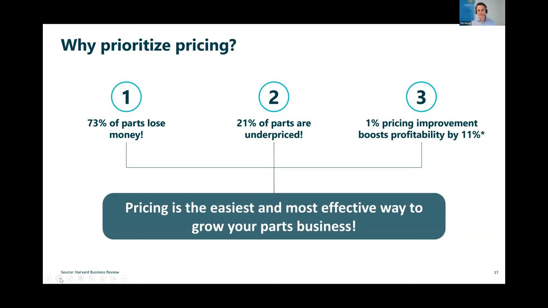And the one statistic that always blows my mind is a Harvard Business Review statistic that's already quite old, which says that just a 1% pricing improvement can boost your profitability by up to 11%. So it's the most direct lever to improve your parts business. So please use it.